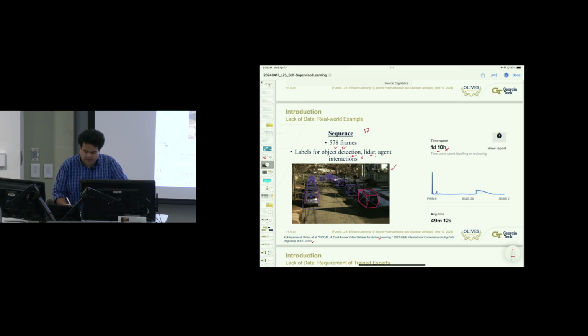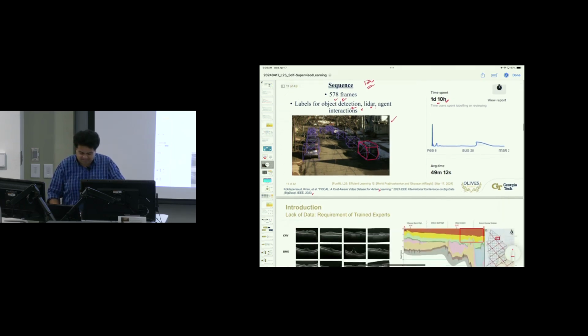I think about 120 sequences of data. So for any data sets that you see out there, it's a very difficult process to do the collection, and it's basically something that is expensive both in terms of time as well as money.